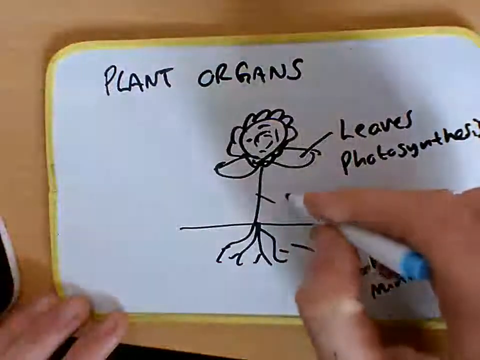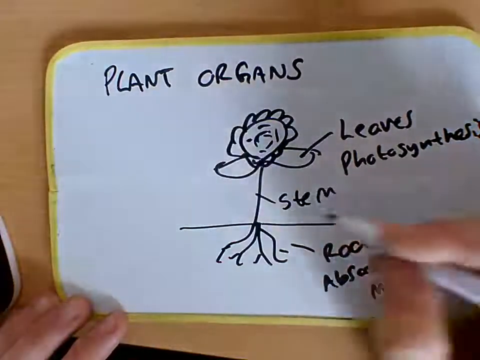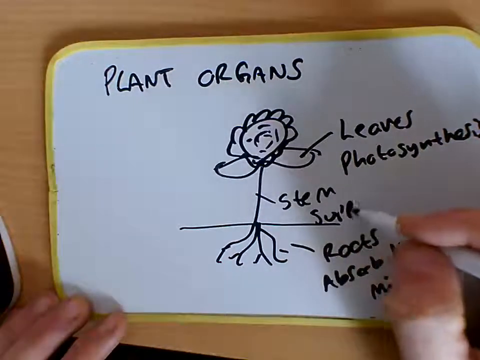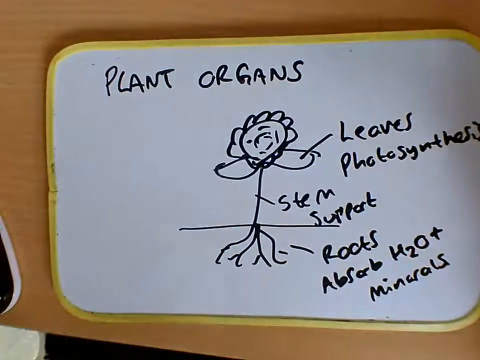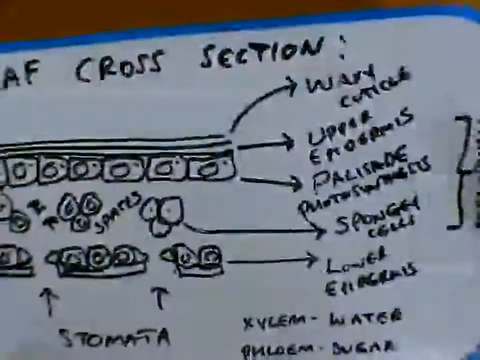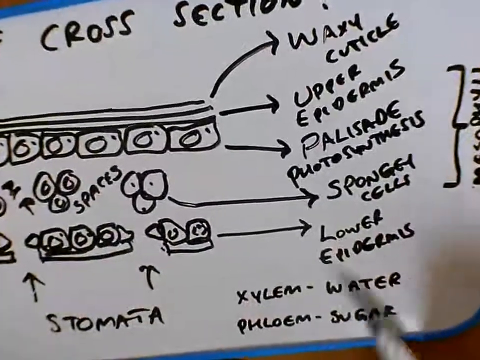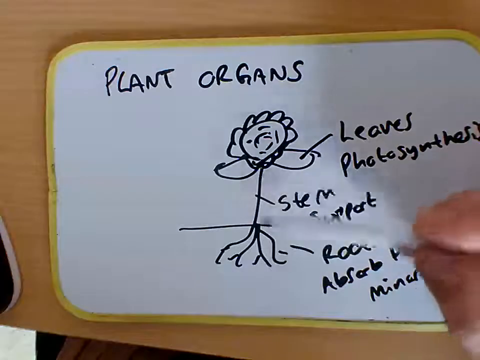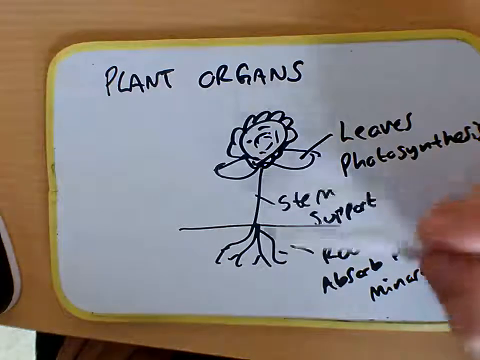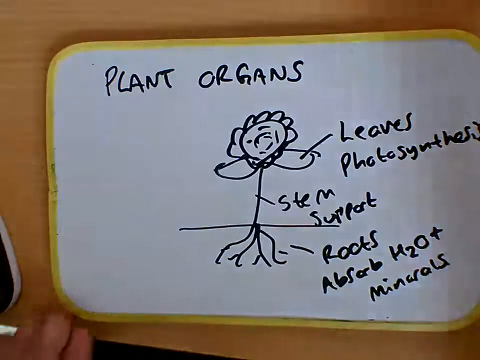We've got the stem, and the stem provides support. And actually inside the stem you've got those two tubes we talked about earlier, the xylem and the phloem, which actually move up and down. So think of it like a delivery system, like a lift system.